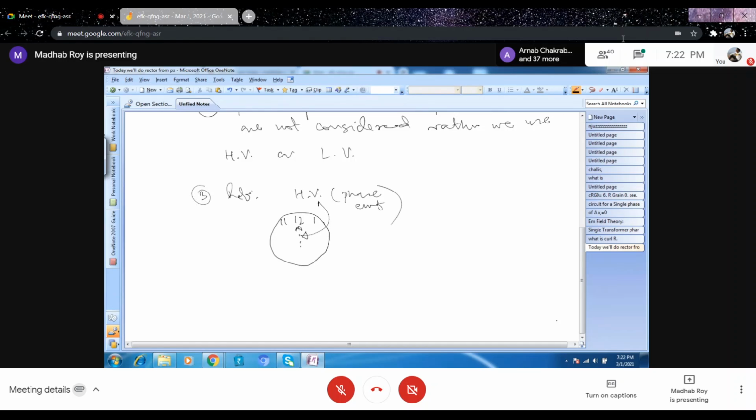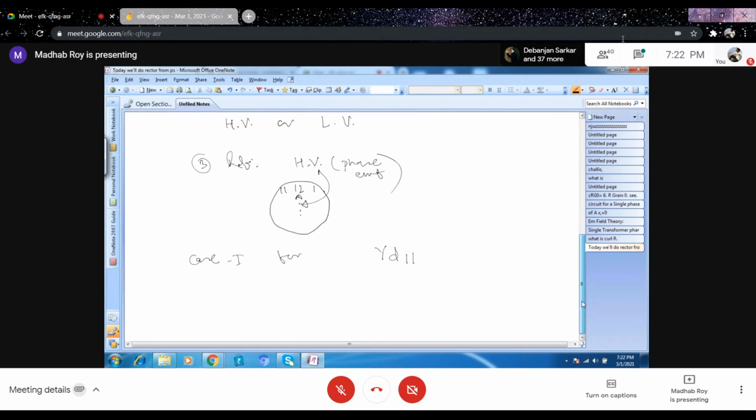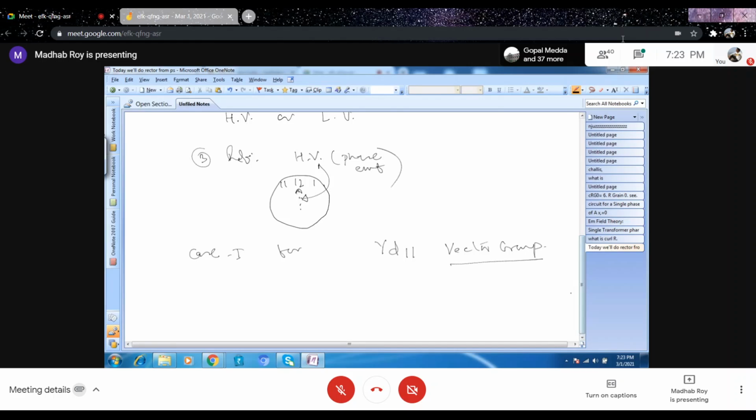So thereby we see that in a delta connection, one important thing we have considered, and now the observation for a case. So case one, we have said that it is YG11. So in that case, suppose you have to draw the YG11 vector group. How to draw this? Last class we have discussed. Again, you can go for it.